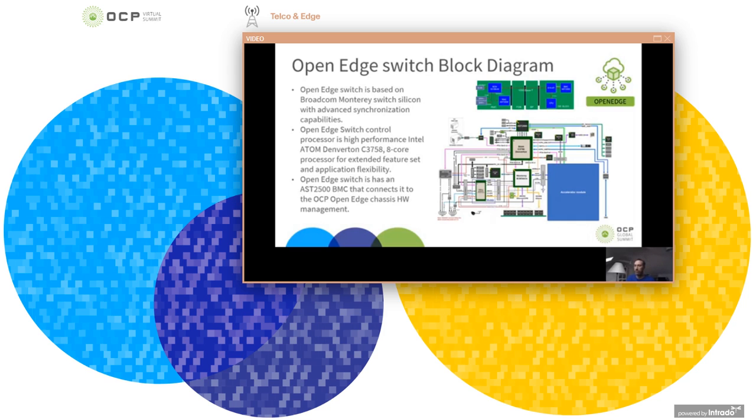Typically, we are not just running the Monterey switch control functions on the control processor, but we would also run quite heavyweight application functionalities, and due to that, we have then selected this 8-core part for this device. The Open Edge switch is also part of the Open Edge chassis hardware management ecosystem, and for that purpose, we have an AST2500 BMC on board that then connects the Open Edge sled into the hardware management subsystem of the chassis.